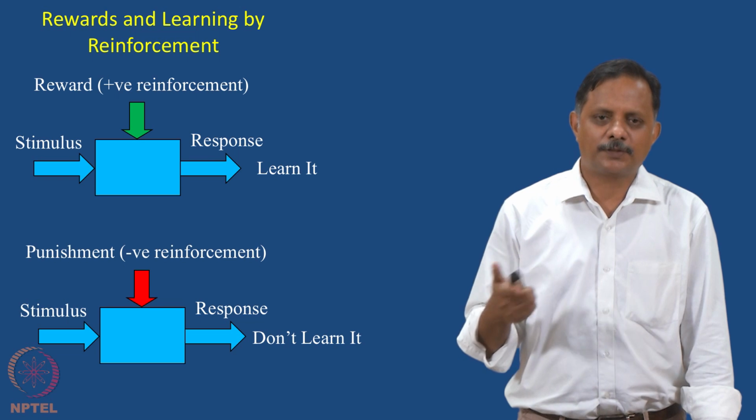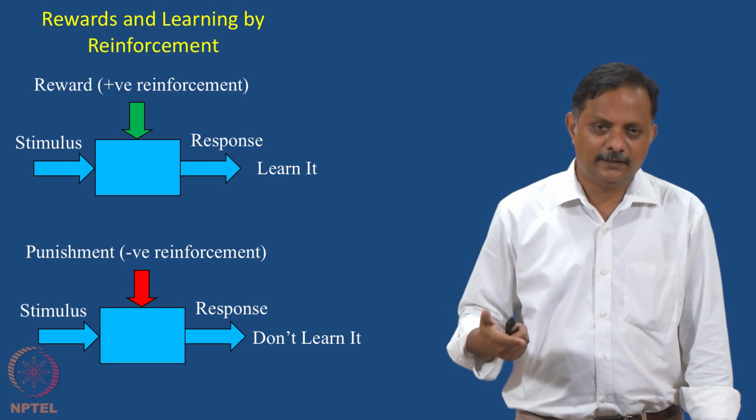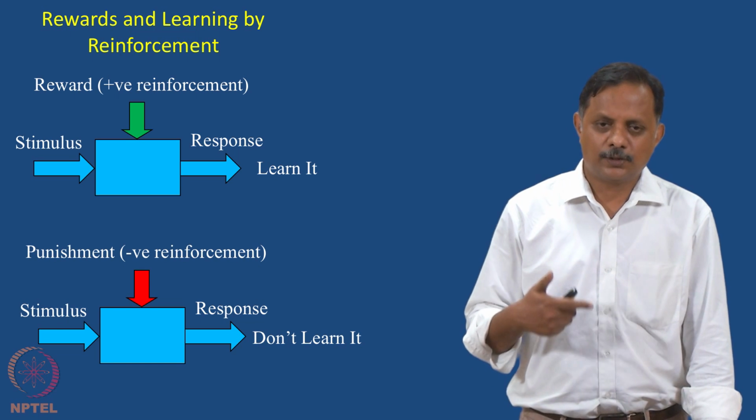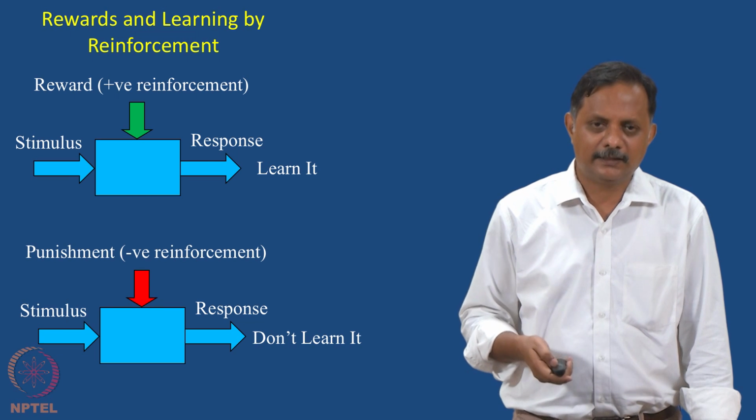So basically a stimulus response association, if it leads to reward, that association is strengthened, and if it leads to punishment, that association is weakened. So that is basically in essence what reinforcement learning is.